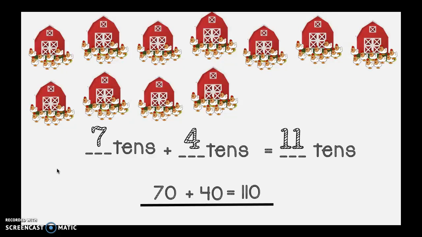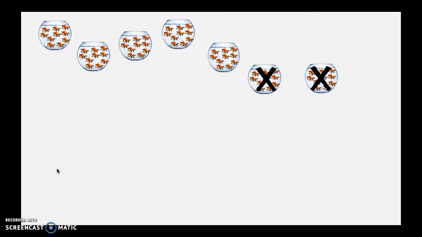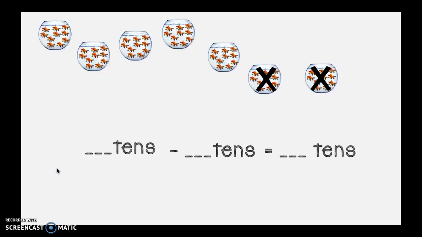All right, let's try another one. Erase your board. This one we're going to do together because this is a subtraction problem, so it's a little bit trickier. With subtraction, we want to start with all of the tens to begin with, and then we'll subtract out the ones that are x'd.